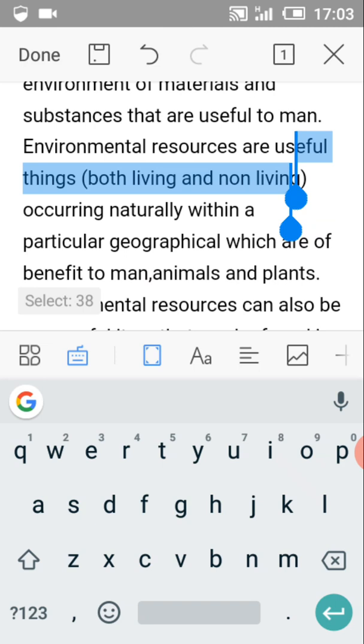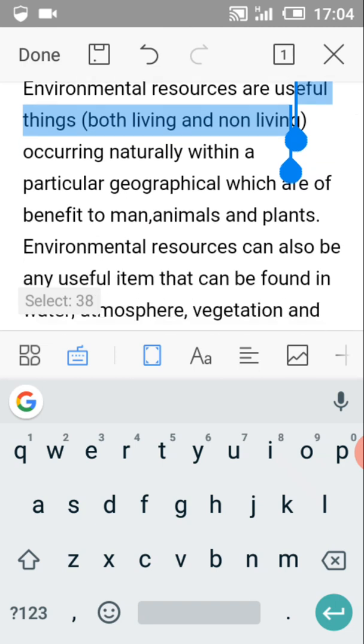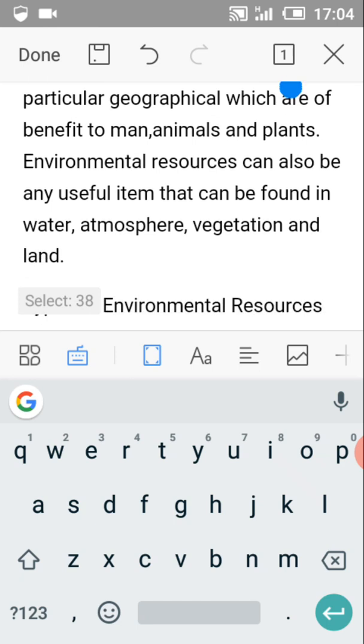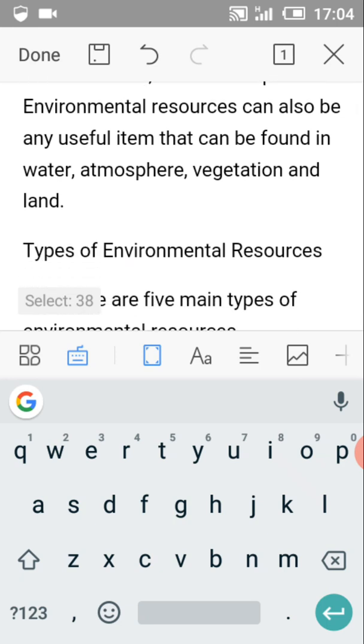Environmental resources are useful things, both living and non-living, occurring naturally within a particular geographical area, which are of benefit to man, animals, and plants. Environmental resources can also be any useful item that can be found in water, in the atmosphere, in vegetation, and on land.